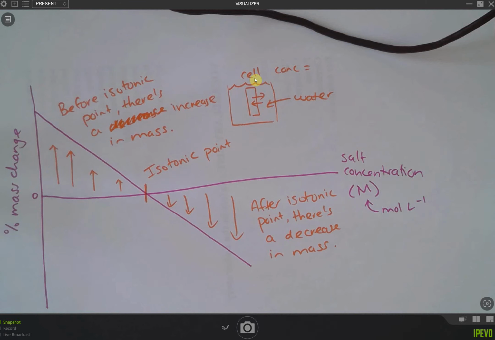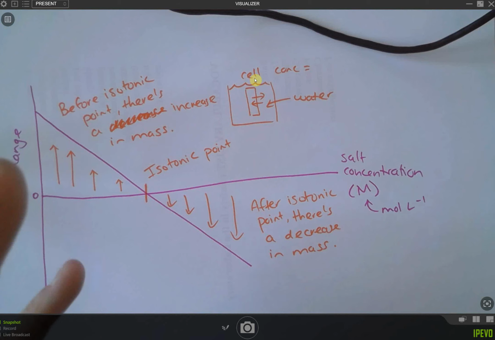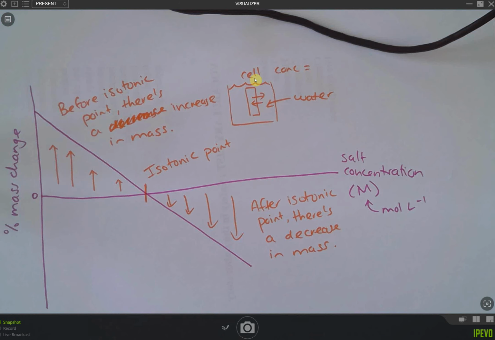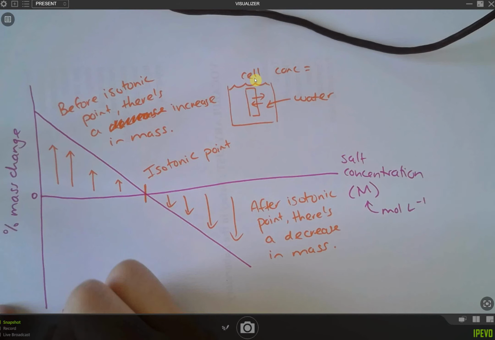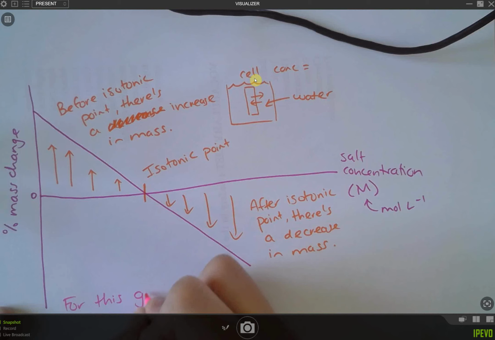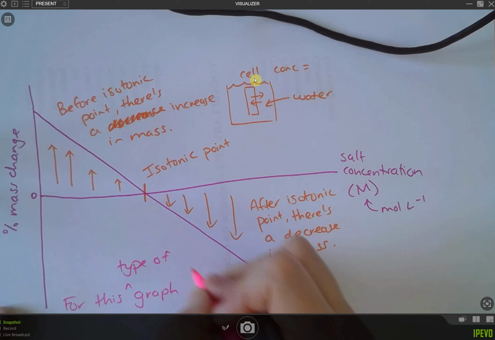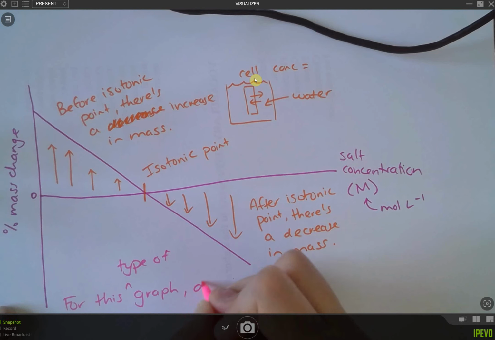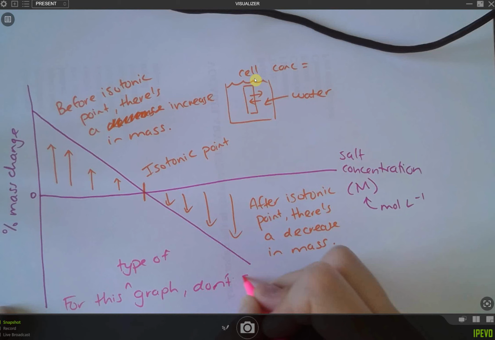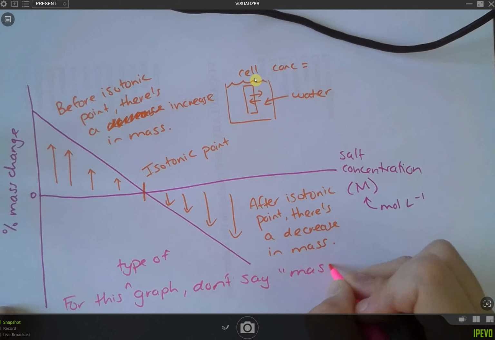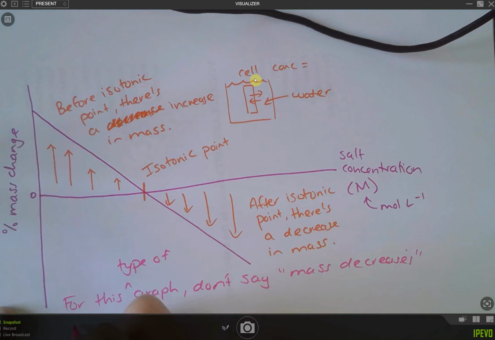And I'll write that down. Do you want me to write that down? Don't say mass decreases. So you remember? For this graph, don't just say mass decreases as your trend. I should say type of graph. And that's because in some cases it would increase, in some cases it decreases.